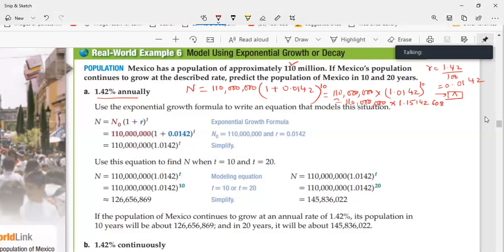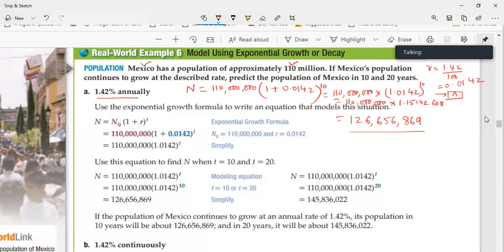1.0142 raised to power 10 times 110,000,000. We are getting 126,656,8.8, so approximately 9. So this much will be the population of Mexico after 10 years.